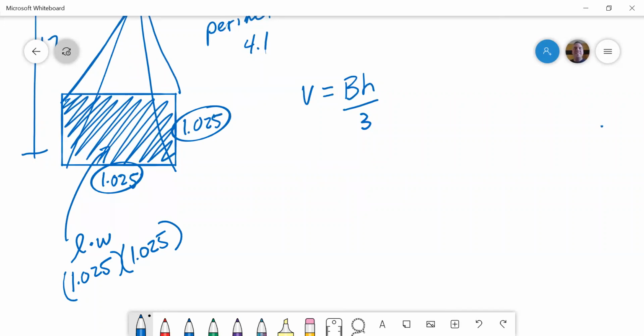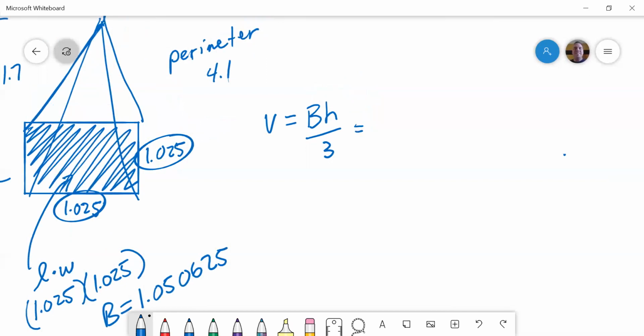So if I square that, I get an even more funky decimal. So my base area, I'm going to write it all out, 1.050625. That's my base area. And I'm not going to round it because it's not my final answer, right? So now we're almost done.